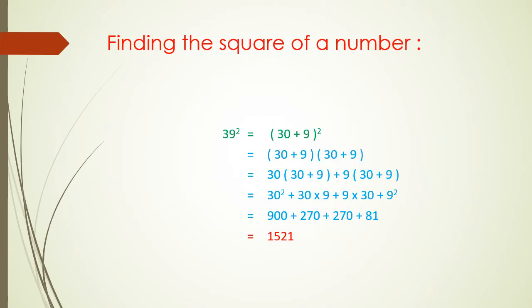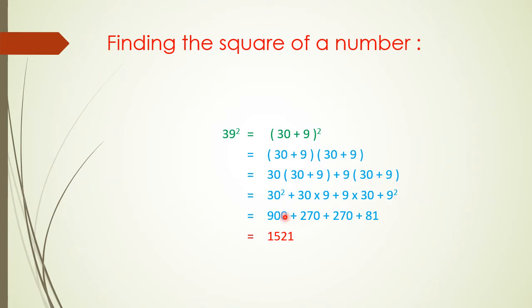Now we may do another example by the same method, finding the square. We have got the number 39, we have to find the square of 39. So 39 square we write as 30 plus 9 square. Okay, and 30 plus 9 square means 30 plus 9 into 30 plus 9. Now we have to multiply the first number 30 into the second bracket, 30 plus 9, plus 9 into the second bracket, 30 plus 9. Now we multiply this monomial into binomial: 30 into 30, 30 square, plus 30 into 9, and then plus 9 into 30, and 9 into 9, 9 square.